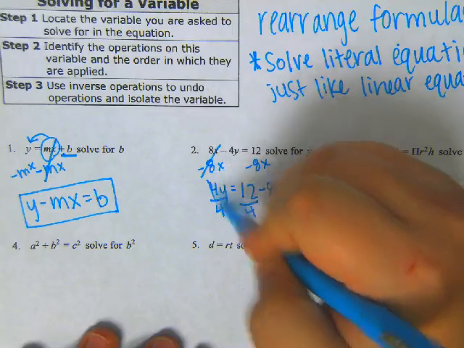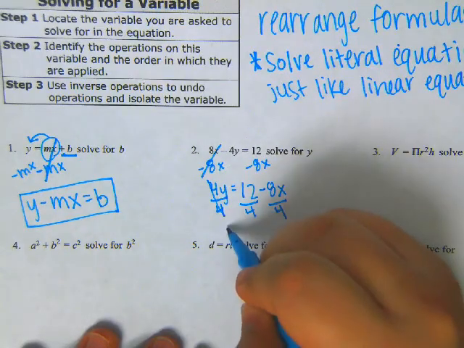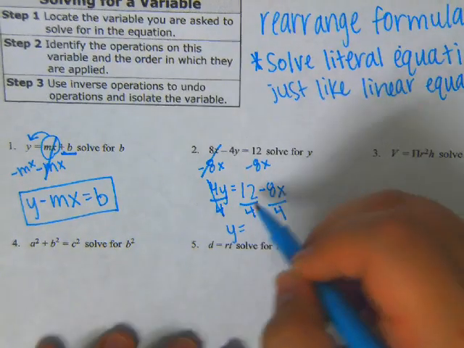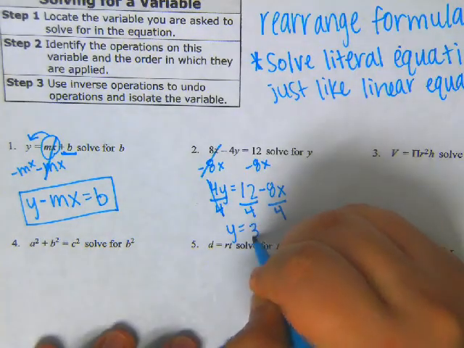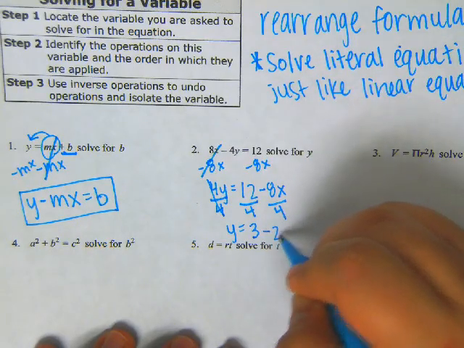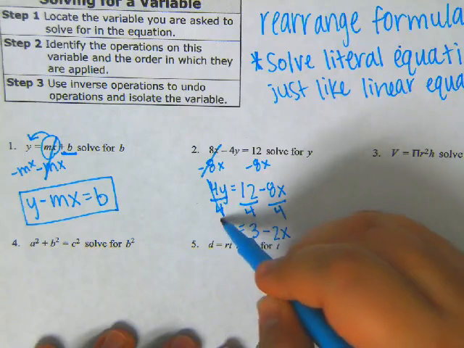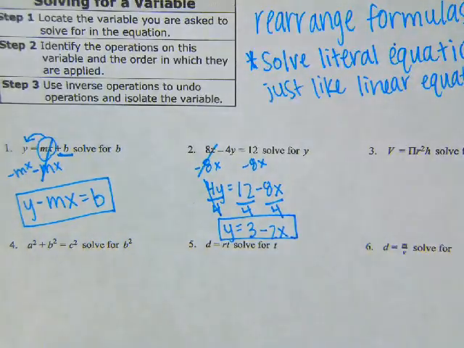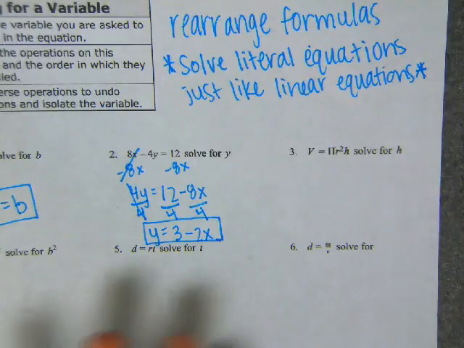That's going to make my 4's cancel on my y. And in this situation, we can simplify what we have because we do have numbers. So 12 divided by 4 is going to give me 3, and then negative 8 divided by 4 is going to give me negative 2x. So now we have y by itself. So y is equal to 3 minus 2x, and then we're done.